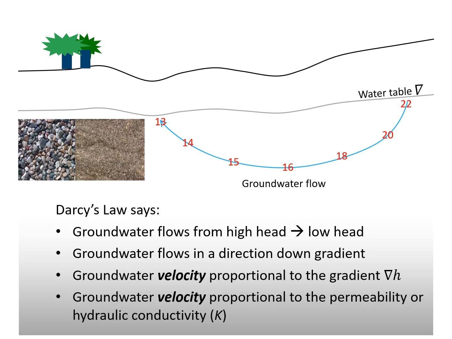So in summary then, Darcy's law says that groundwater flows from high head to low head, and specifically in a direction that is down the gradient, in the direction opposite to that of the gradient of head. Darcy's law also says that the velocity of groundwater flow depends on 2 things: the magnitude of the gradient and the permeability of the sediment. If the gradient is 0, there is no flow. If the medium has a high permeability, like sand or gravel, then the velocity will be relatively high. If the medium has a low permeability, like silt or clay, then the velocity will be relatively low.